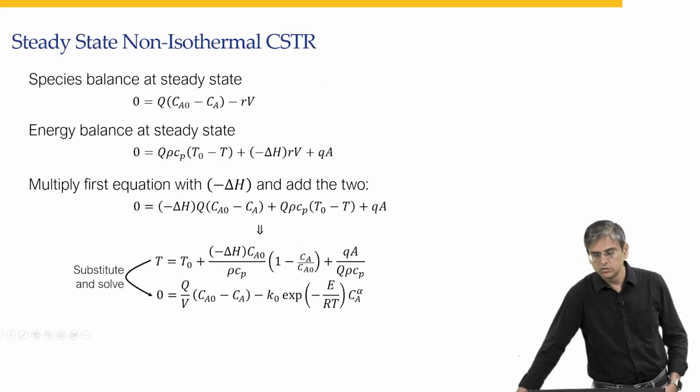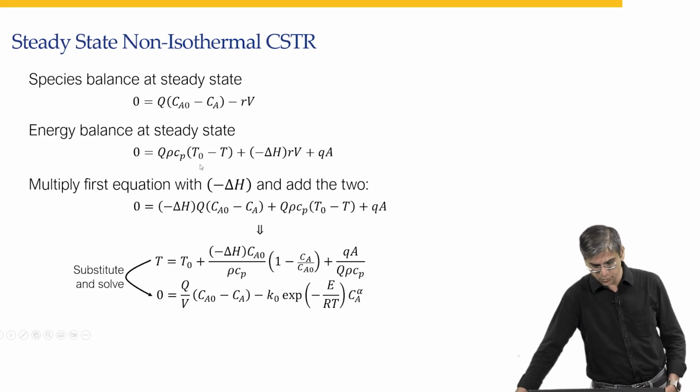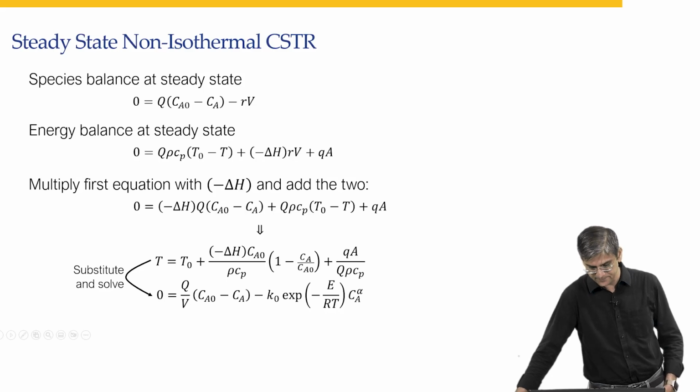Okay. So, just the way we had done earlier, we will have a steady state species balance and a steady state energy balance, okay. And with these two equations, you are basically trying to get rid of some of the terms to obtain temperature in terms of concentrations, so that you can then substitute and solve, okay. So, that is the overall idea.